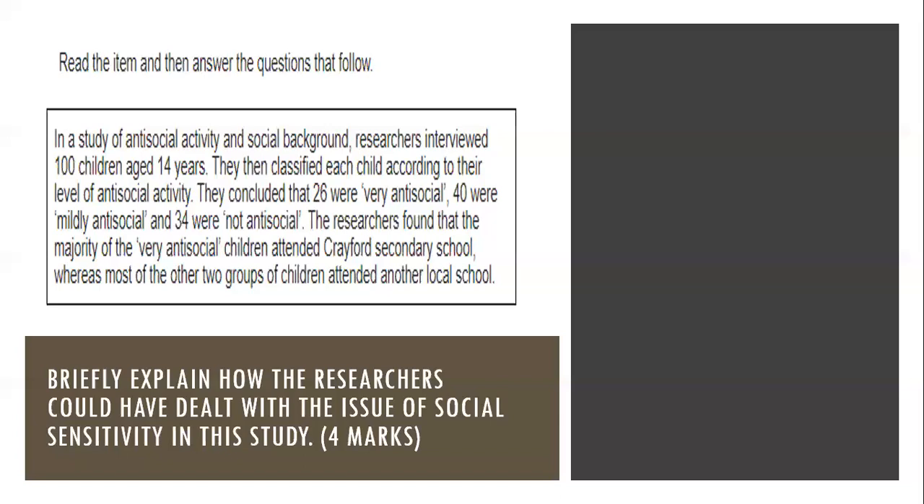So what I'd like you to do is grab your different color pen so that you can annotate your answer, and then you can mark at the end. I'm going to start off with what the socially sensitive issues in this study are. Now, I don't need to mention every single one of them because it does say briefly explain. So I'm going to briefly explain what they are. Then I'm going to talk about how I'm going to deal with it.